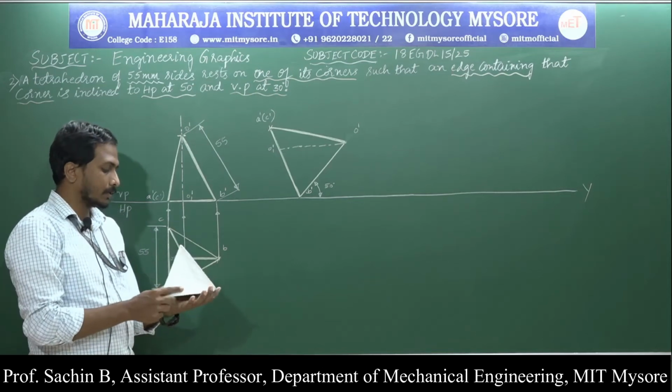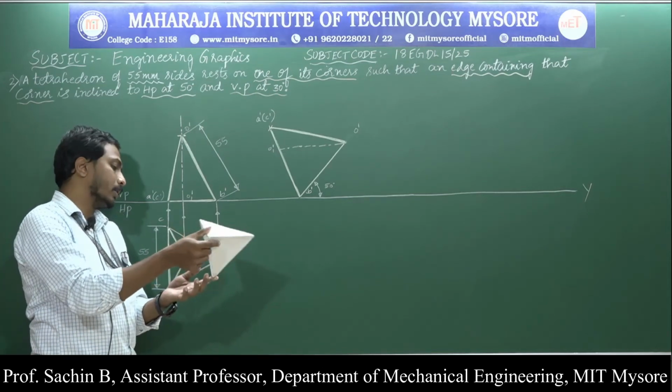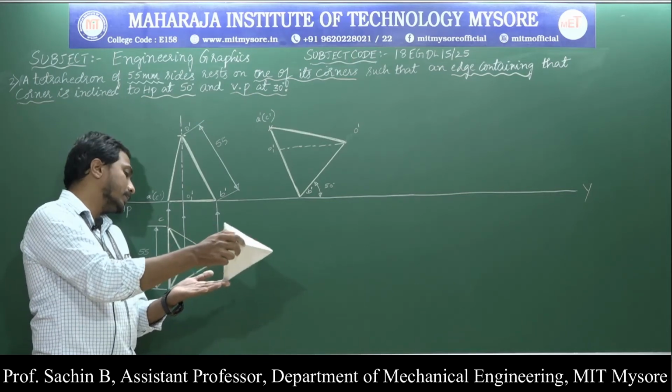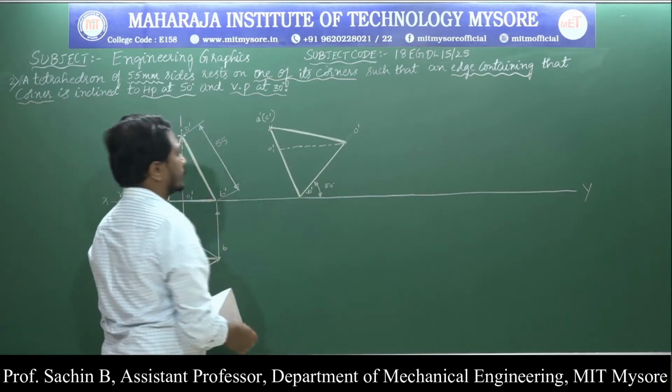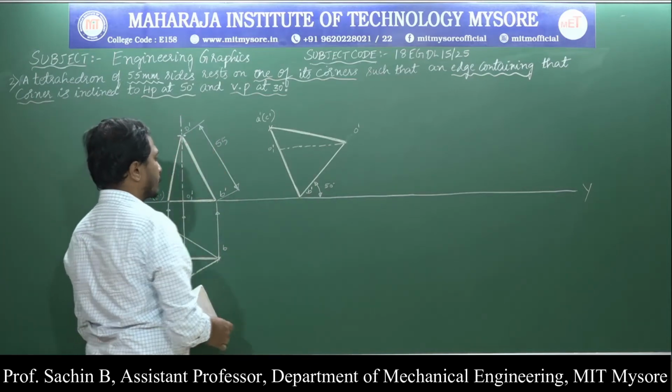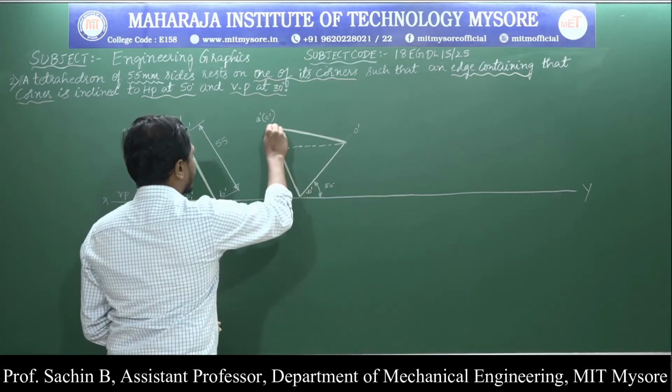First I kept the object like this. In the second position I tilted the object, the resting corner edge, to an inclination of 50 degrees. After that I have drawn the axis. Next I will go for drawing the projection lines from the top.